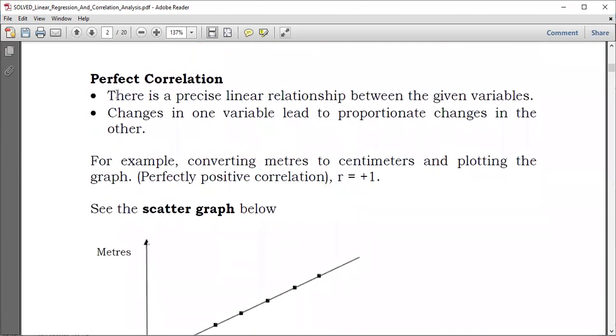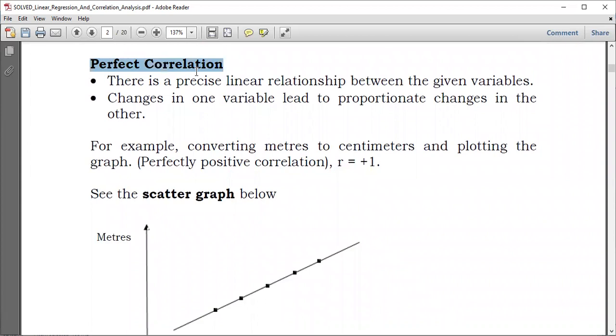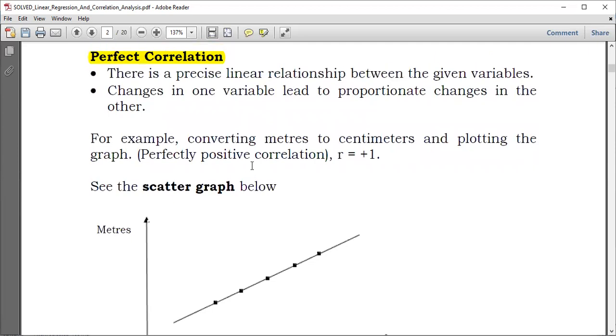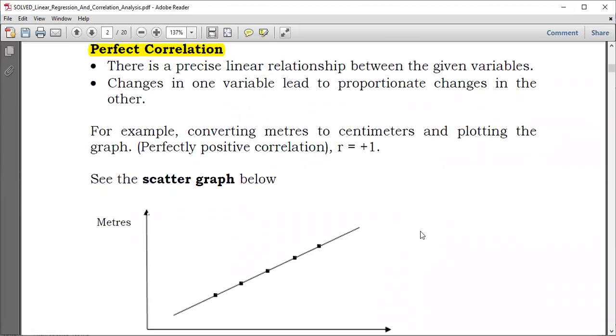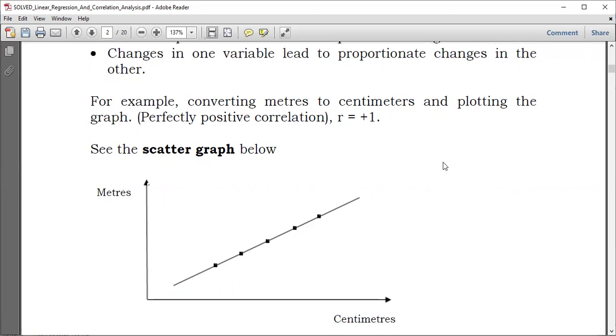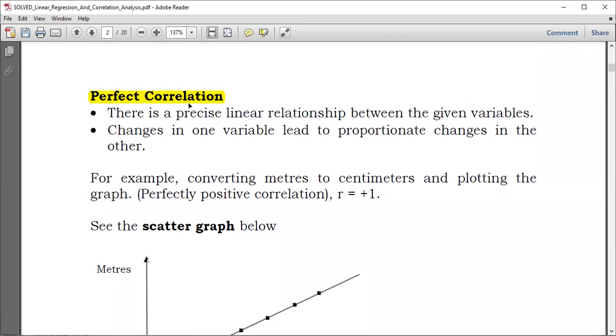When speaking of perfect correlation, it's something like this. If you take a look at this graph below, for example, here I drew meters against centimeters. Did you know 1 meter equals 100 centimeters? So it is obvious that when you plot the graph, all the points, the first, second, third, fourth and fifth, lie in a straight line. That's why we say there is a precise linear relationship between the given variables. Changes in one variable lead to a proportionate change in the other variable.